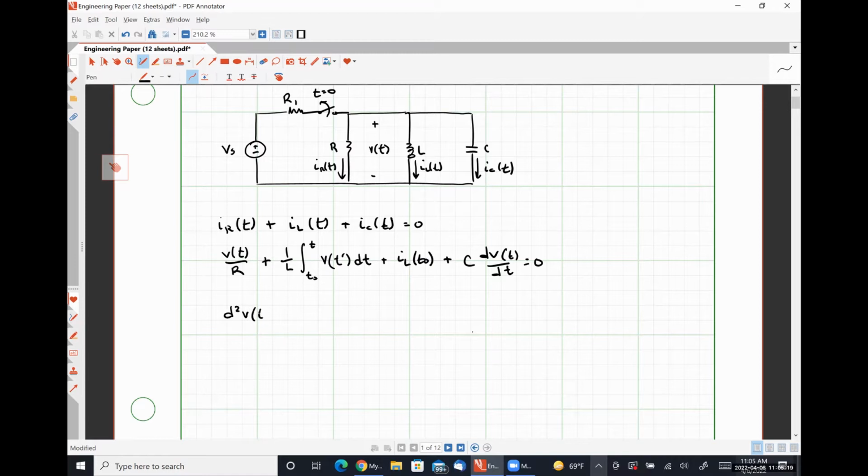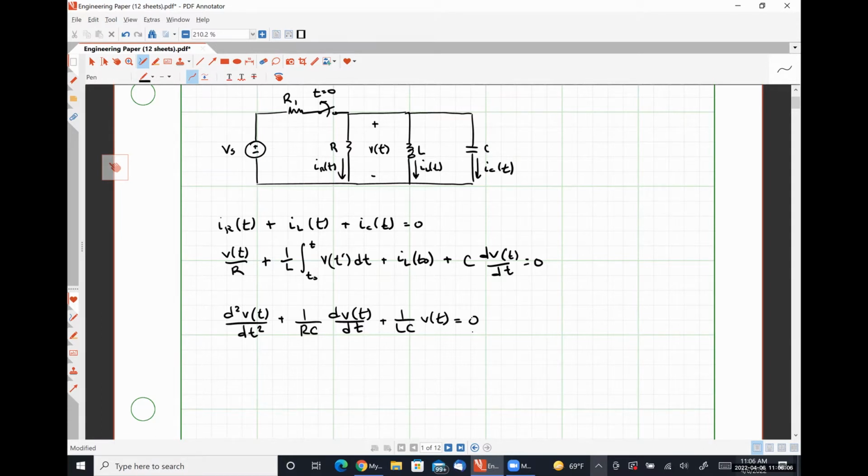the second derivative of voltage with respect to time squared plus, when I take the derivative, 1 over RC times the derivative of the voltage, plus 1 over LC times the voltage term itself is equal to zero. Okay, so this is the more formal derivation, where I talk more, that was on that video that I asked you guys to watch while I was out.